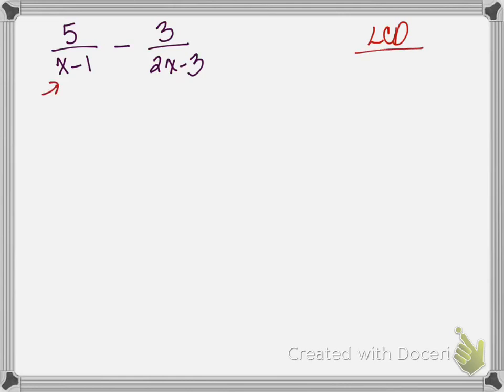So this right here, I have x minus 1. That is going to be part of my least common denominator. Then I have 2x minus 3, and that is also going to be part of my least common denominator.